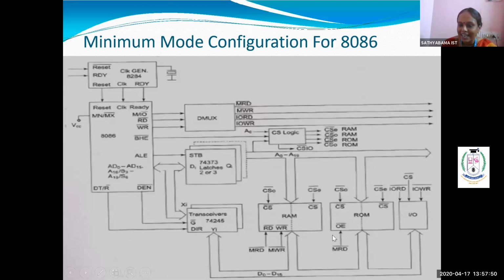Similarly here, ROM. ROM means we have only one signal. What is the signal? Memory read bar only. So we are giving only memory read bar. Then finally it is IO. IO means input output read bar and input output write bar.